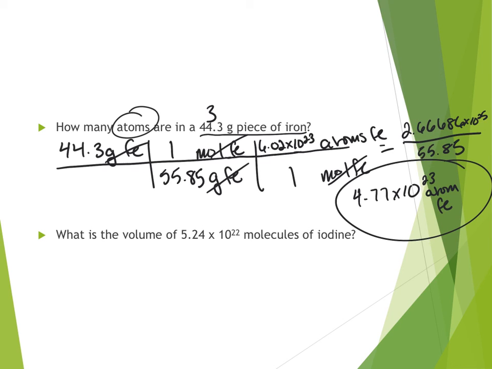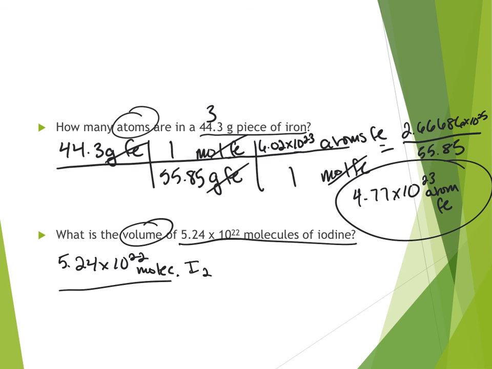So I'll just do one more. I have this many molecules of iodine, and I want to know what the volume is. Remember, iodine is one of our diatomics. So when I'm writing it, 5.24 times 10 to the 22nd molecules. You can abbreviate, but I would go at least to the C, just because you don't want to get it confused with mole. Iodine, cancel, and we go to mole. You always have to go to mole first. 1 always goes with mole.